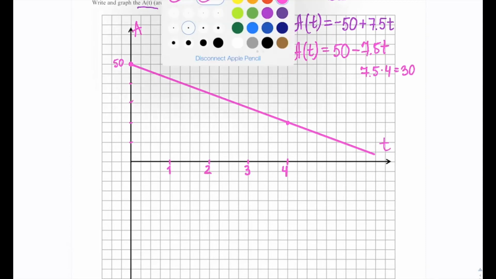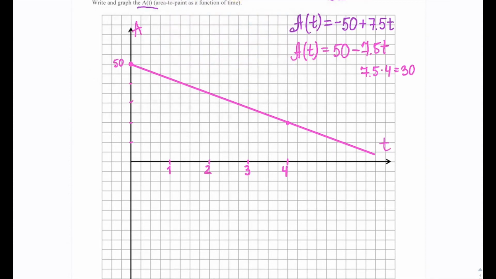If I am graphing, however, the purple one, then I'm going to start at negative 50. That's the area that is still remaining to be painted, and I'm thinking of it as the negative painted area. And then my increase will be the painted area. Well, how much will I have painted in 4 hours? 30 meters squared, or square feet. What is it? Square meters. So then that is what my graph will look like. So what I'm showing is that the unpainted area is decreasing. Either way, it works perfectly fine.